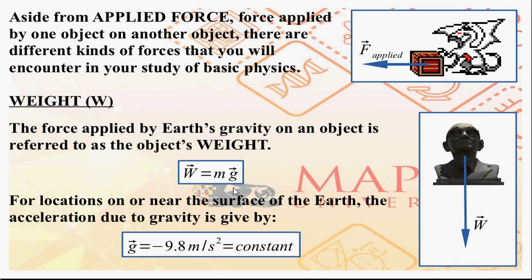That means the weight of the object is always heading vertically downwards, towards the ground, or towards the negative y direction. As long as you know the mass of the object, you know the weight of the object, and vice versa. If you know the weight of the object, you know the mass of the object, because W is just equal to mg.